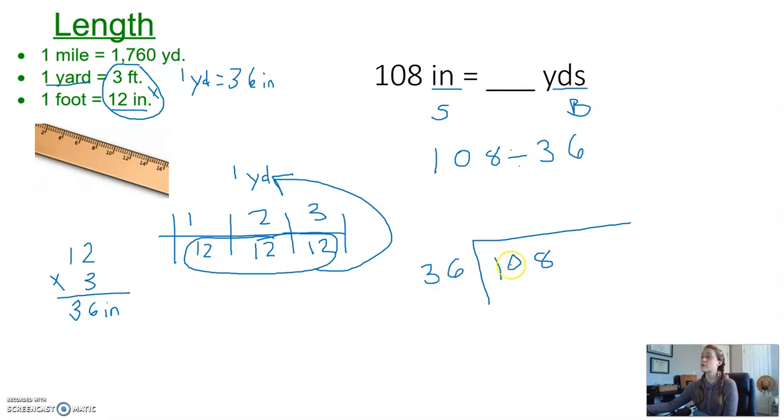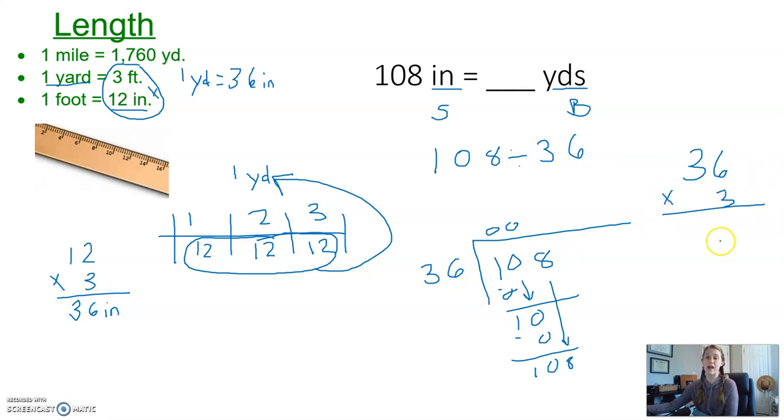Okay, so I know 36 can't go into 1. Bring down our 0. I know 36 can't go into 10. Bring down our 8. So how many times can 36 go into 108? I'm going to use my math facts to help me. I see an 8 in the ones place here. What times 3 will get me an 8 in the ones place? The first thing that comes to mind is 6, because I know that 3 times 6 is 18. So I'm going to try that one first.